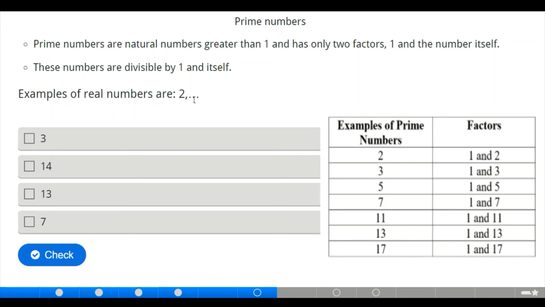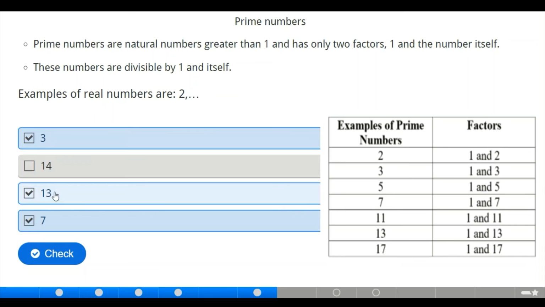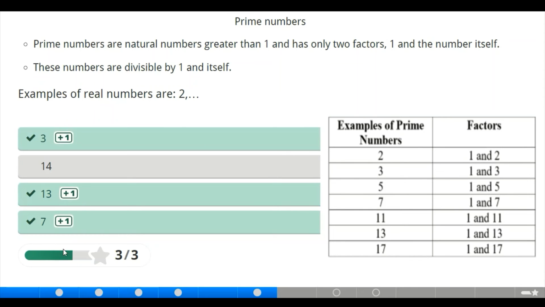Let's look at this. We have made mention of 2. Then we can have 3 also as a prime number. We can have 7 also as a prime number. We can have 13 as a prime number. Because if you look at 3, the only values that can divide 3 are what? 1 and 3. If you look at 13, the only values that can divide 13 are 1 and 13. And if you look at 7, the only values that can divide 7 are 1 and 7. So let's check. We are right.